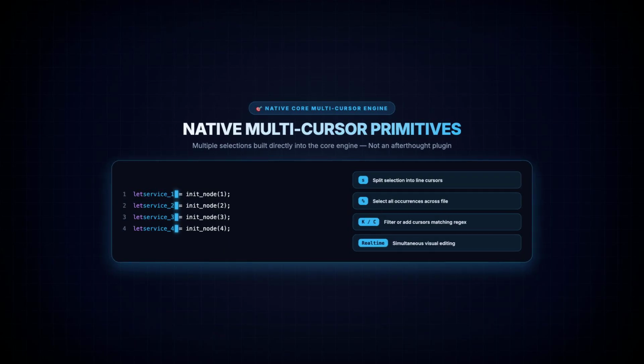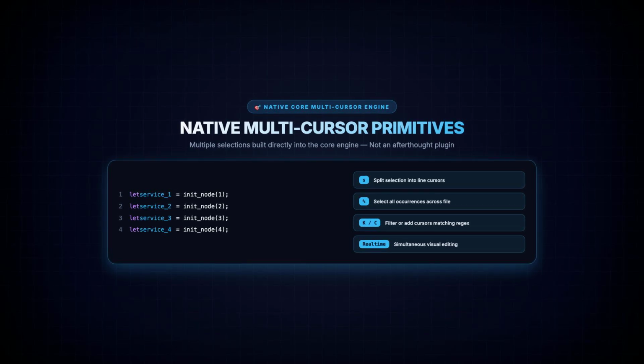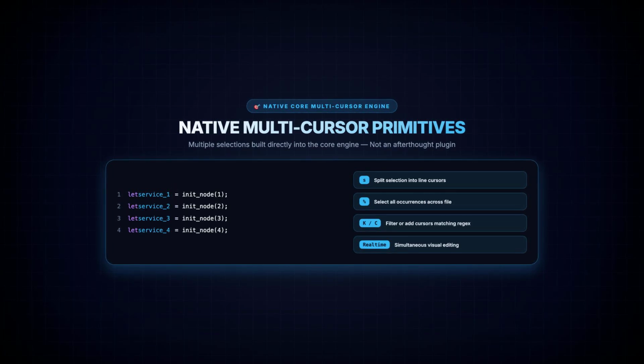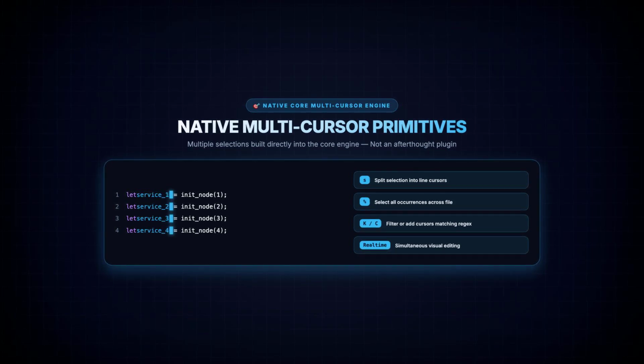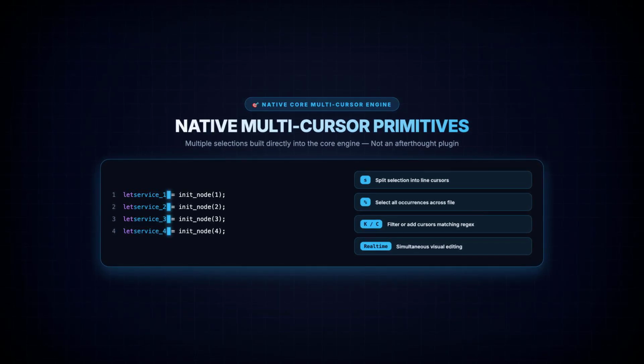This selection model naturally powers another signature feature of Helix, native multi-cursor editing. In conventional editors, multiple selections are added on top as an afterthought or through complex plugins. In Helix, multiple cursors are a core fundamental primitive. You can split a single multi-line selection into individual cursors per line, select all occurrences of a string across a block of code, filter cursors matching a specific pattern, and edit dozens of variable declarations simultaneously with instantaneous visual feedback.